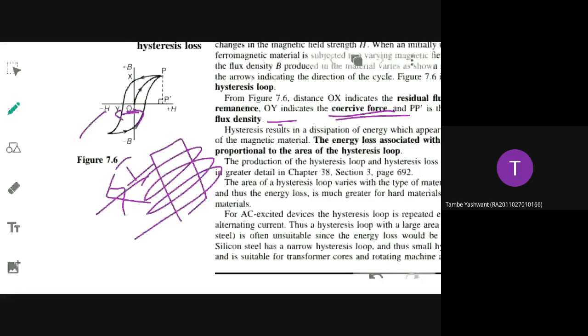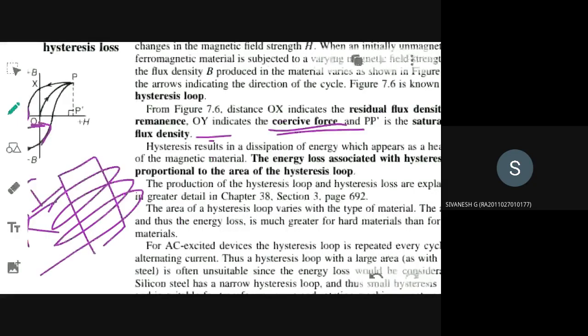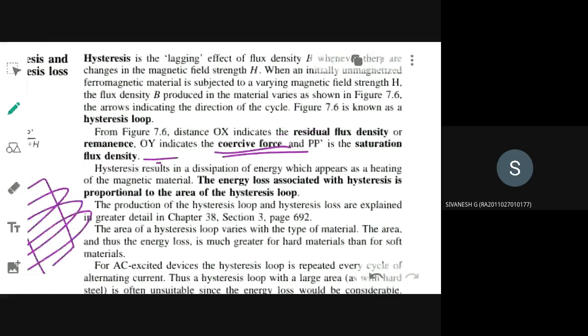But this is the shape of the curve. Remember, two things you have to remember. One is residual flux density, and the other one is what? Coercive force. I will give a proper definition next class. With this, we will wind up the class.